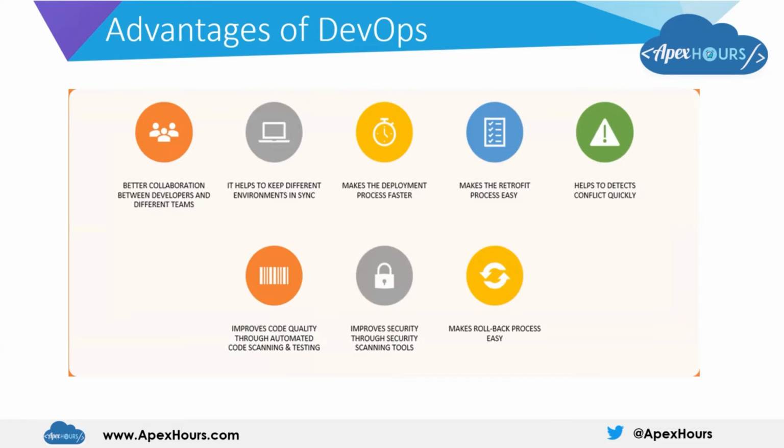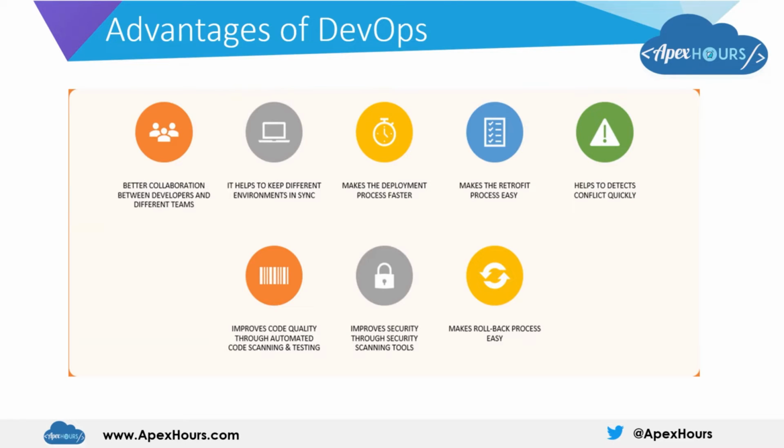And this slide talks about some of the advantages of utilizing DevOps, compared with the old development approach. I already mentioned there is better collaboration between developers and different teams if you are using DevOps, because the normal strategy is that when we are following Agile, each developer will be working on a separate user story, and corresponding to each user story, they might be creating their own development branch or feature branch.